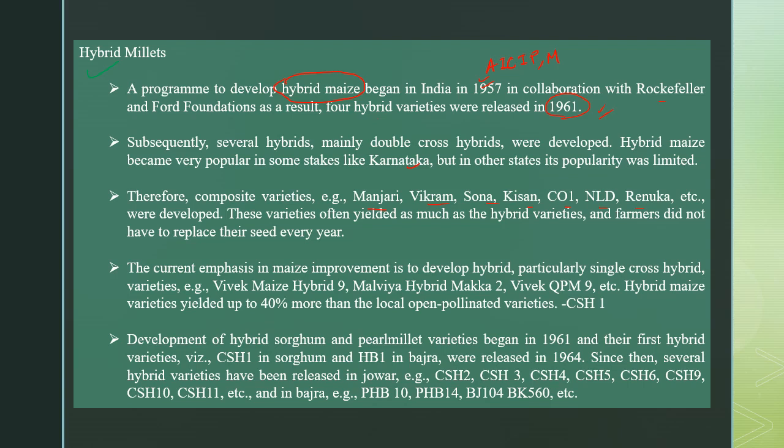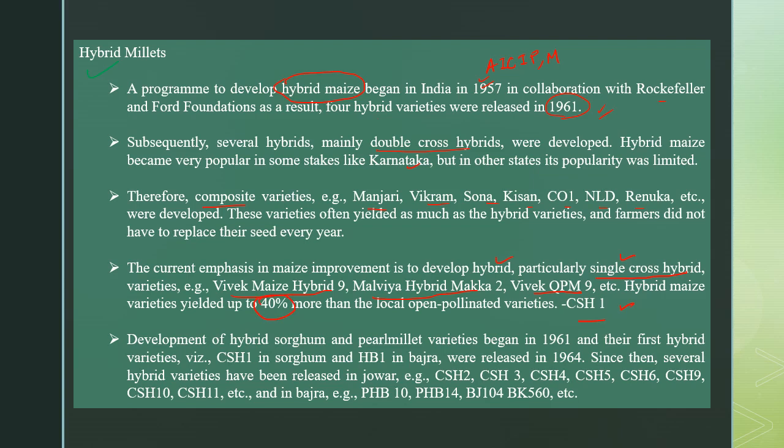These are all about maize hybrid development. First they developed the double cross hybrid, after that the composite varieties, and now for single cross hybrids we have Vivek Maize Hybrid 9, Malviya Hybrid Makka 2, Vivek QPM 9, etc. The hybrid maize yielded about 40% more than the local open varieties.